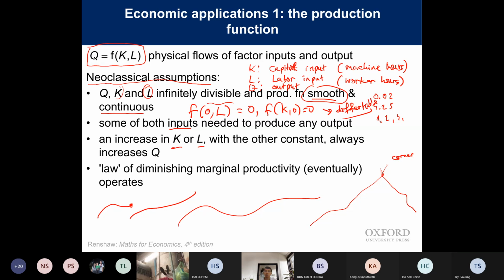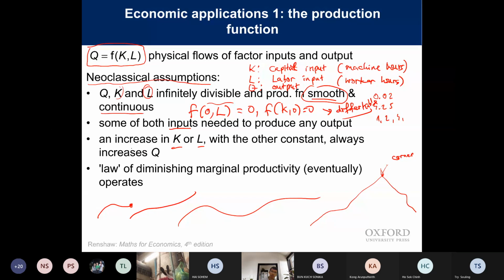Or, on the other hand, if you just brought a new machine, just like you increase the K level, again it will result in a higher quantity of output, even if you keep the same number of workers, right? So this is reasonable, in order to be a reasonable production function.